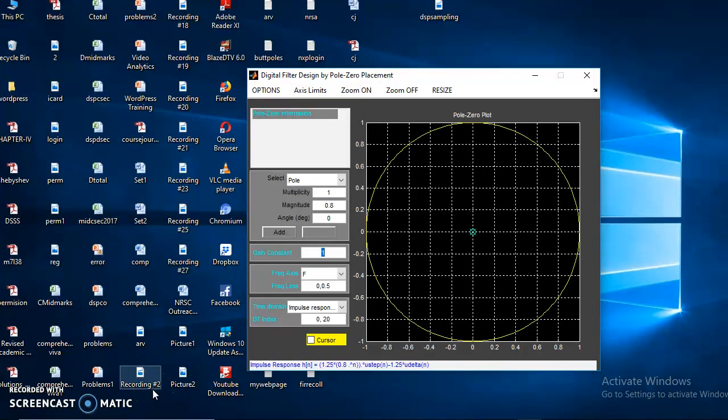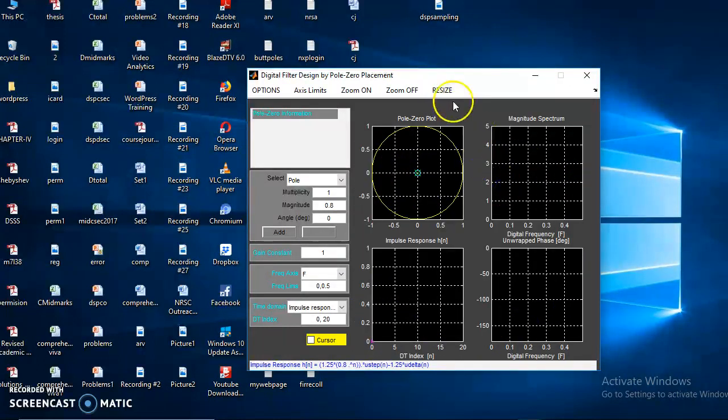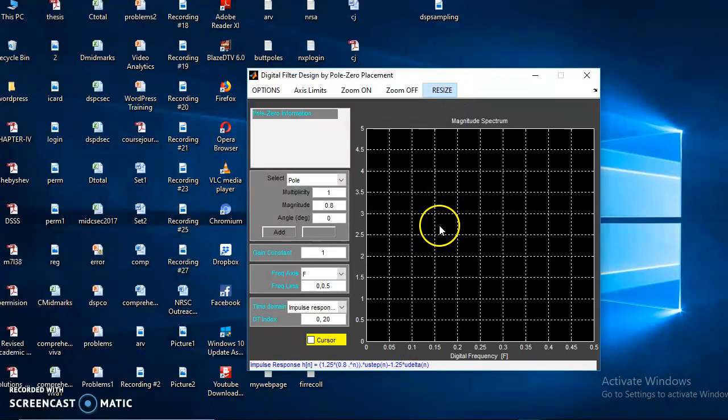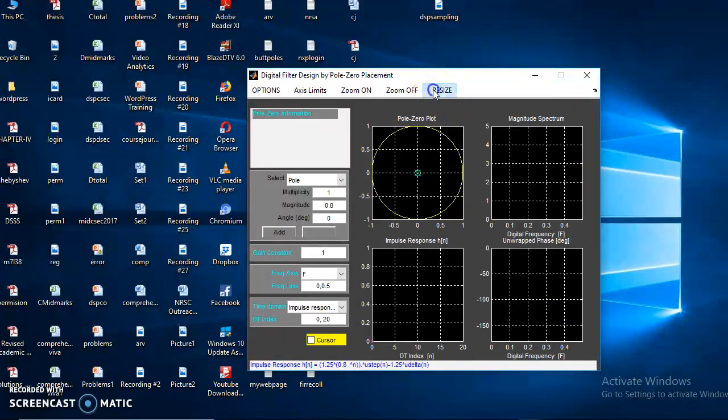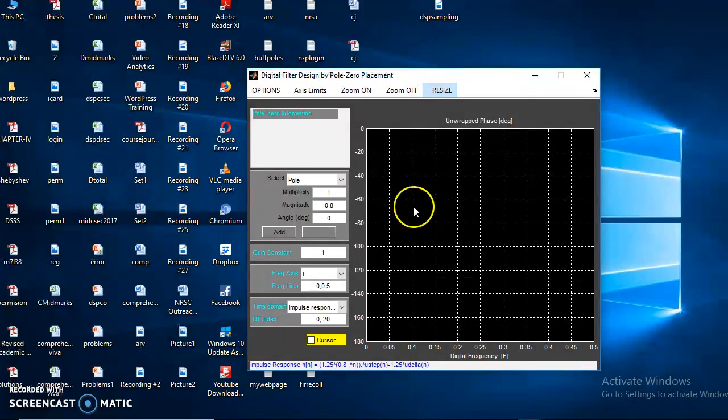Hi folks, let us now obtain the Z domain filter design. This is a unit circle, and as of now it doesn't have any poles and zeros. So supposing I look at the magnitude spectrum, you will see there is nothing in the magnitude spectrum, and if you look again, there is nothing in the phase spectrum.